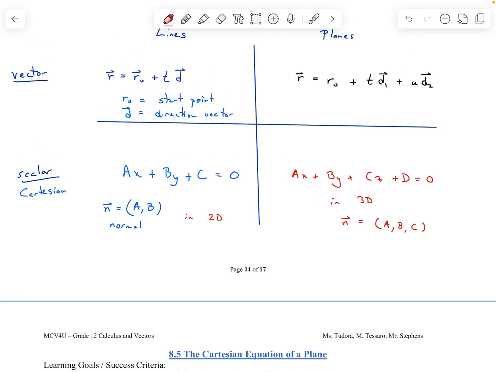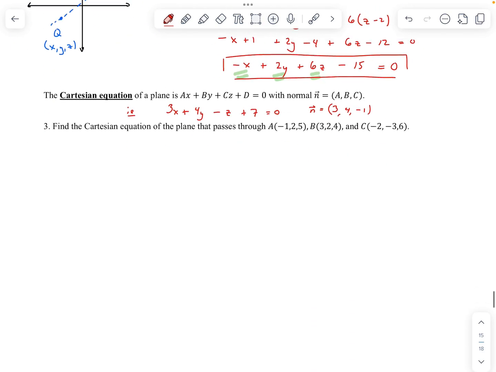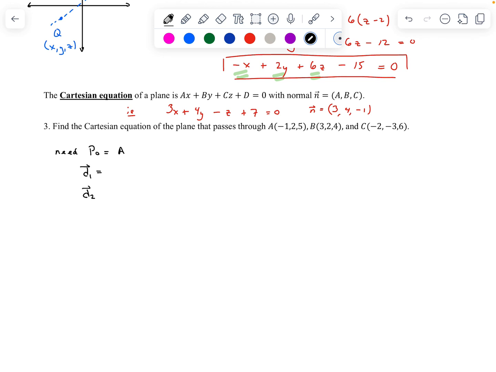So those are the 4 things you need to know for this test. So what kind of questions? Well, last class we found the vector equation of a plane that goes through 3 points. Now we'll find the Cartesian equation. We need a starting point. Let's choose A. And we need 2 direction vectors. Well, I'm going to choose AB and AC. I'm going to choose the vector that connects A to B and A to C.